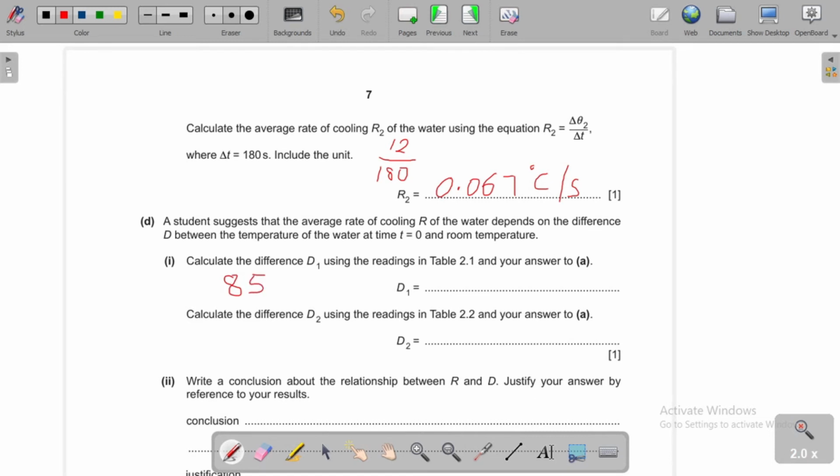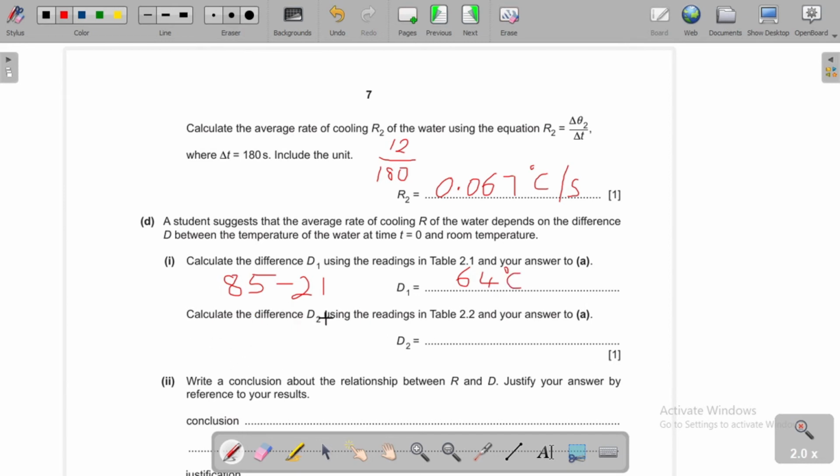85 minus 21. 21 is the room temperature, and 85 is the temperature of the water at time t equals 0 for the first one. So this gives us 64 degrees Celsius.